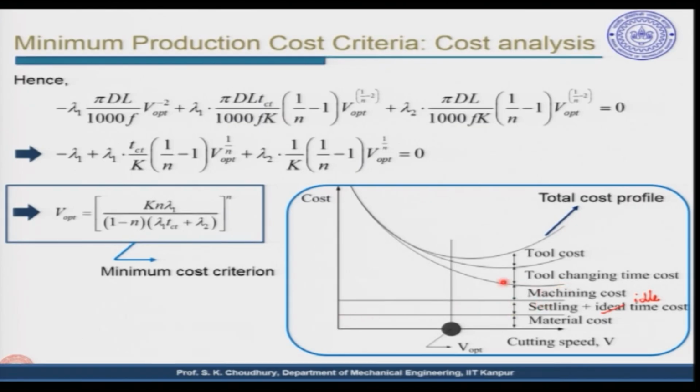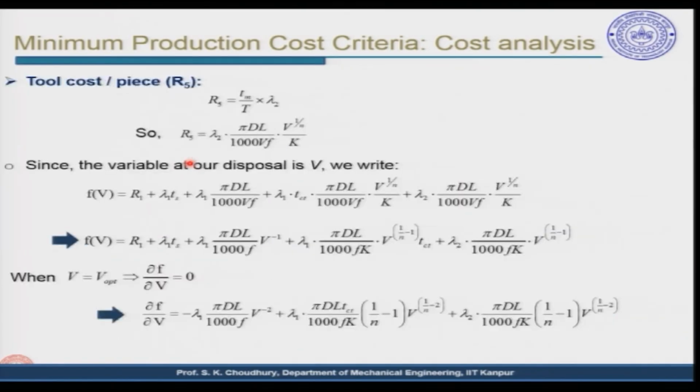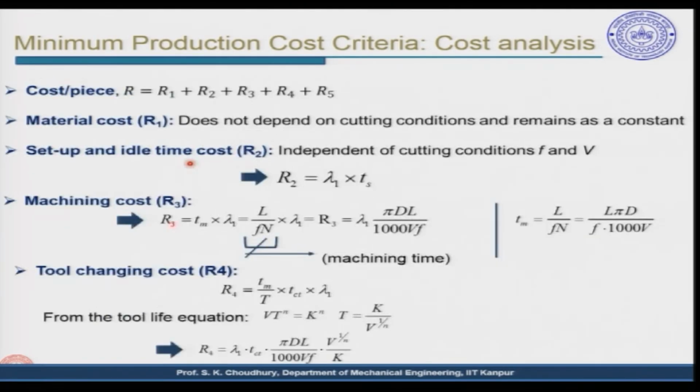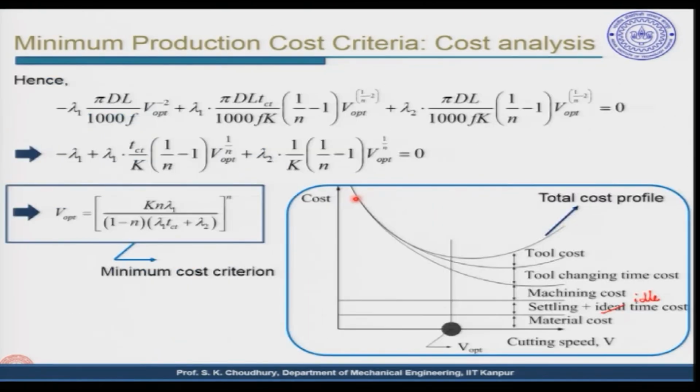Then the machining cost. If you see the equation of the machining cost, it will be a nonlinear equation, because we have seen that the machining cost will be R3, this is lambda 1 pi d L divided by 1000 F into V to the power minus 1. So, this is the nonlinear equation, it is varying in this way. As the cutting speed is increasing, the machining cost will be reduced.